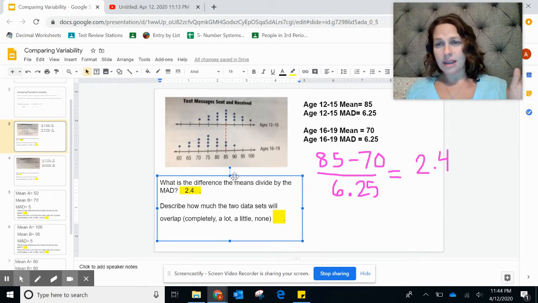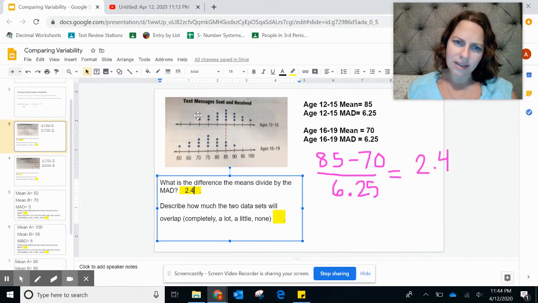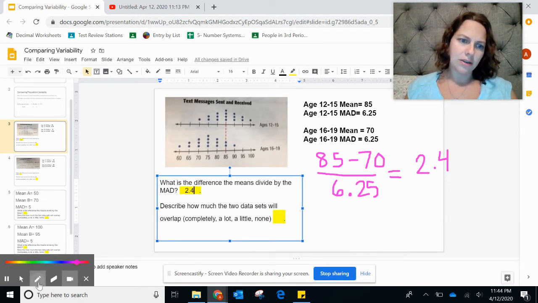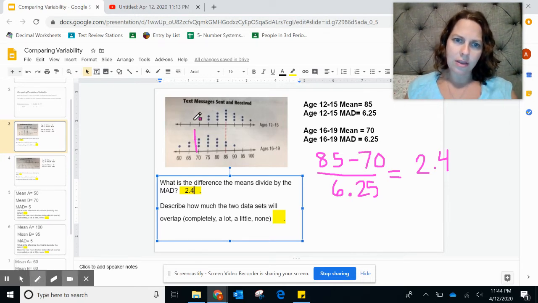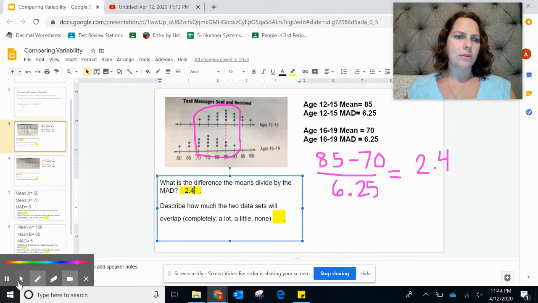2 to 3, right? 1, 2, 3, we said those are all pretty good, where it's a lot of overlap. So I would call this a lot. And again, if I look at the picture, I can see all this middle chunk, like all of these things are overlapping. That's a lot of data that's overlapping. Okay, so I would call this one a lot.